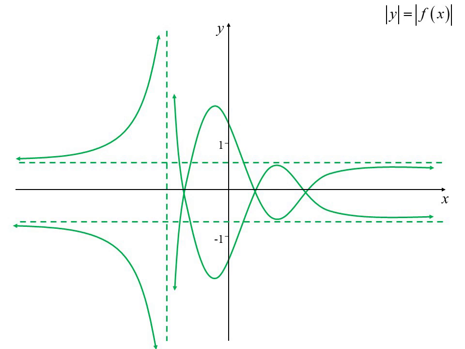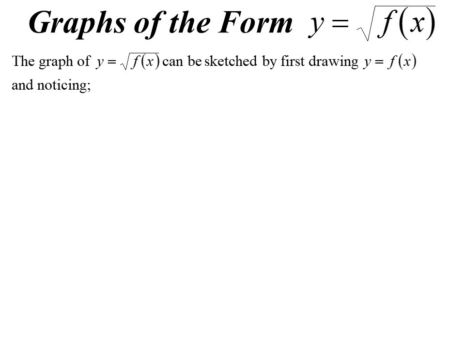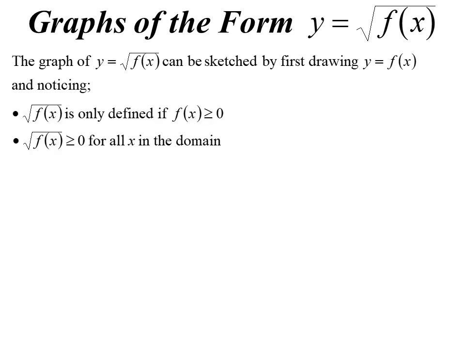Square root graphs though. The graph of the square root of function x. Again, first draw the original curve, function x, and we notice a few things. We know, for instance, that the square root of function x will only be defined if function x is positive. You can't find the square root of a negative number. But we also know that the answer, because we're talking about the positive square root, has to be greater than or equal to 0.